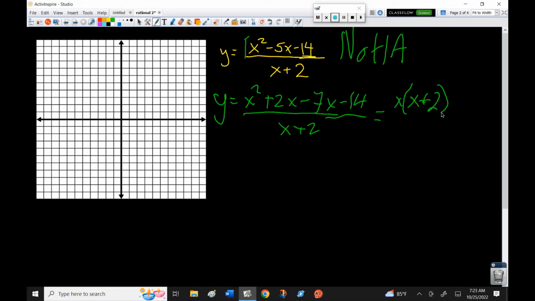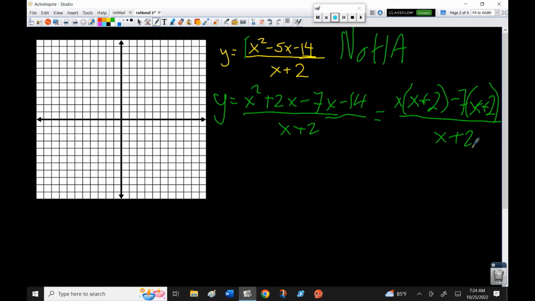Now, what do negative 7x and negative 14 have in common? If you said negative 7, you'd be correct. When you take out a negative 7 from negative 7x, you're left with x. And if you take out a negative 7 from negative 14, you'll be left with positive 2. And notice we have x plus 2 in both of these terms, and x plus 2 in the denominator.